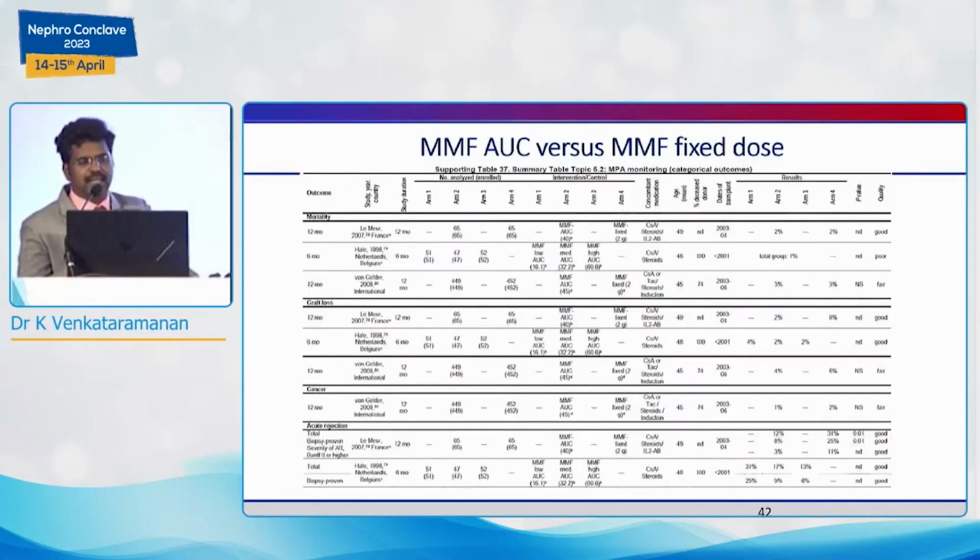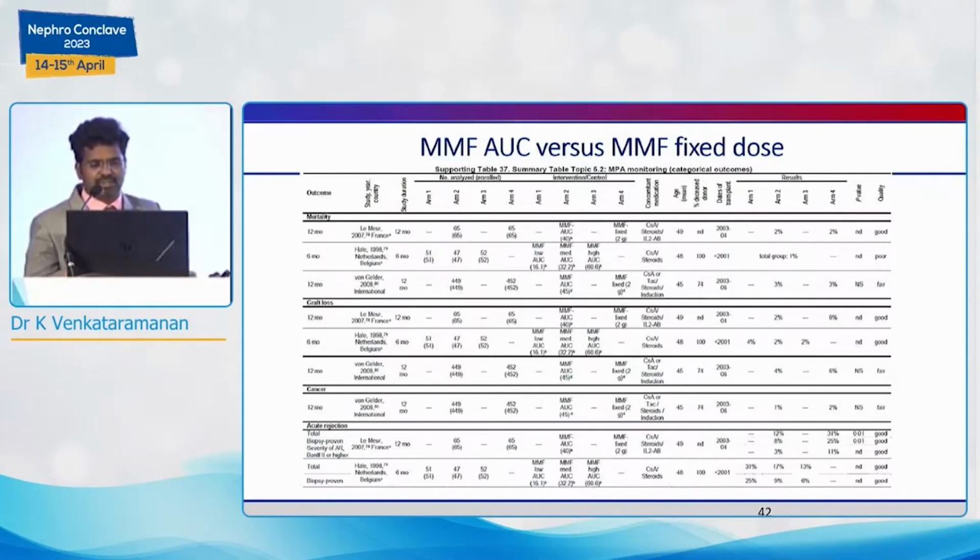So this is a comparison of studies of MMF with area under curve monitoring versus MMF fixed dose. Most centers use a fixed dose because we are not routinely monitoring the MMF area under curve. I think in CMC they routinely monitor the MMF area under curve because they change the drug according to that. But in most centers, we use twice daily dosing, and when the patient has a side effect, we modify it, or when a patient is severely immunosuppressed, we decrease the MMF. So this is the study.